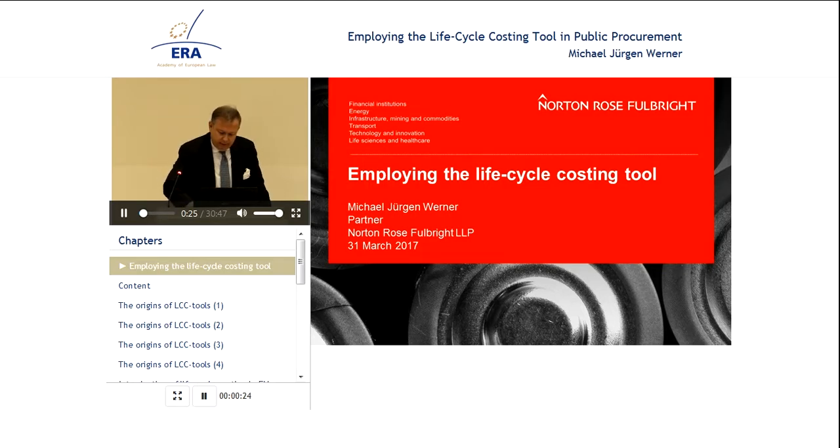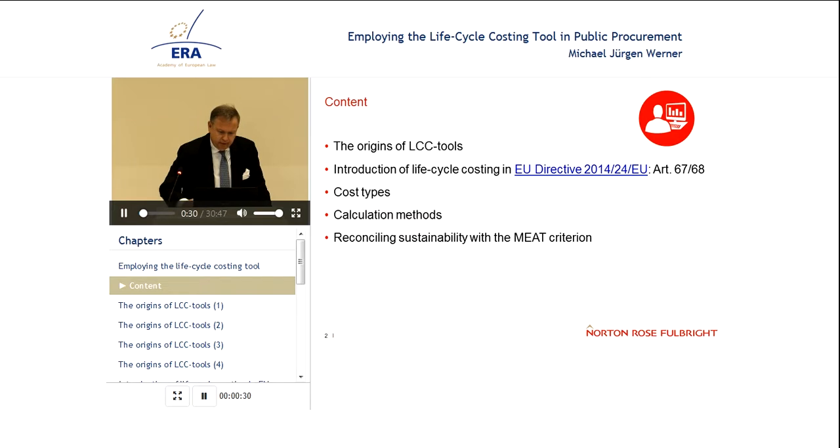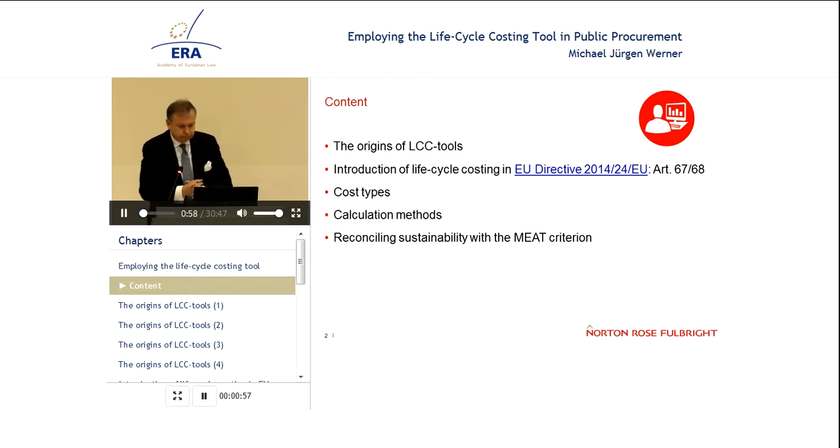Let's have a look at where we all started from. I wanted to give you a bit of the origin where it all stems from: the introduction of life costing in the directive, Articles 67 and 68. Quite interesting, we have now doubled the regulatory framework, because we have two articles for that. Then the cost types, the calculation methods, and a bit on the outlook.